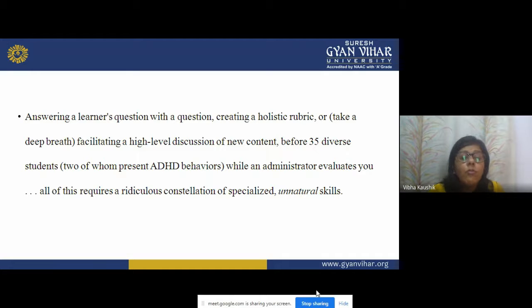students, two of whom present ADHD behavior, while an administrator evaluates you. All of this requires a ridiculous consultation of specialized unnatural skills. What they are saying is that to deal with diverse students, some with learning difficulties, some with attention deficit disorder behaviors, it is very rare or not a natural process to teach those students. So we are saying that teaching is not a natural skill, it's an unnatural skill.